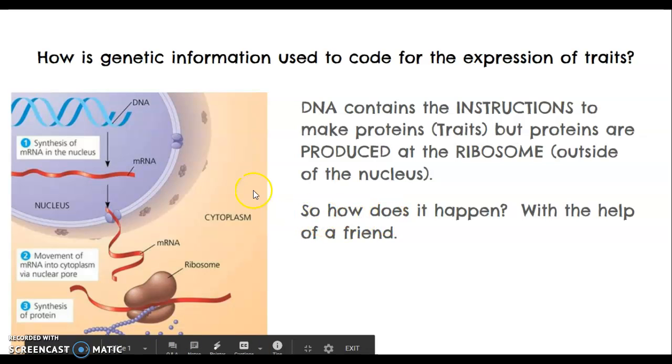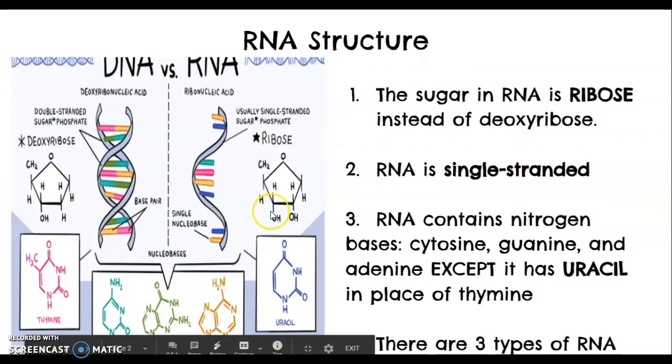So how does it happen that DNA is on the inside of the nucleus? It's too large to get out. How does that get the message to the ribosome? So it's going to use a little help from a friend. That friend involved in the process is RNA.